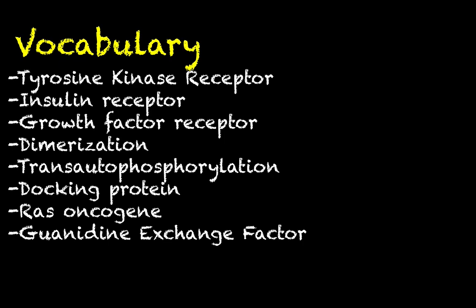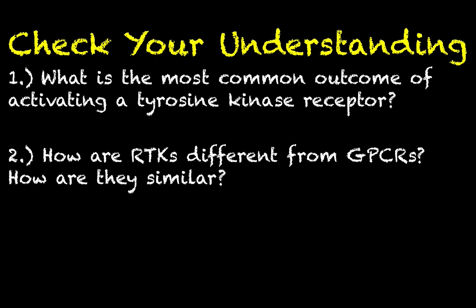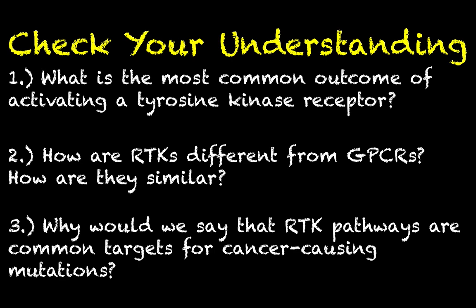Okay, that's going to do it for this video. This is a list of vocabulary terms that you probably ought to be aware of after watching this video. For checking your understanding, number 1, what is the most common outcome of activating a tyrosine kinase receptor in general? Number 2, how are tyrosine kinase receptors different from G-protein coupled receptors? And you might also think about how they are similar in some ways. And finally, why would we say that tyrosine kinase receptor pathways are common targets for cancer-causing mutations?